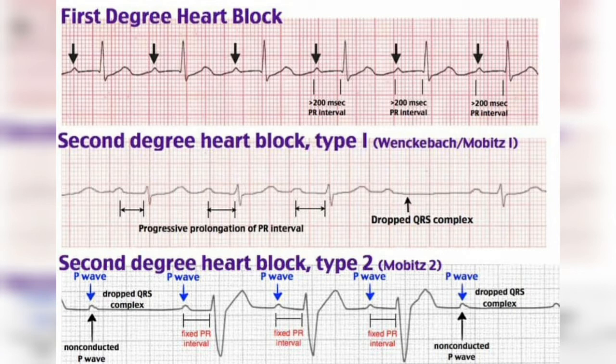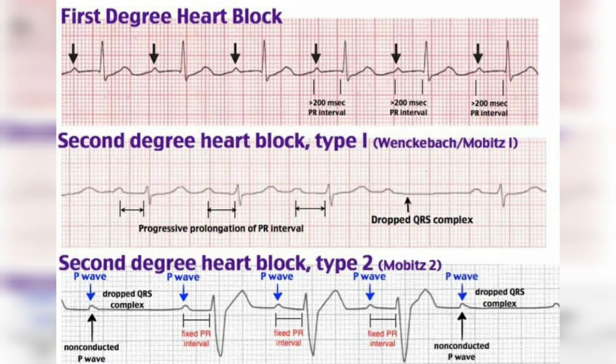Eventually, an impulse comes when the AV node is in its absolute refractory period and will not be conducted. This will manifest on the ECG as a P wave that is not followed by a QRS complex, what is known as a drop beat. This non-conducted impulse allows time for the AV node to reset and the cycle continues.